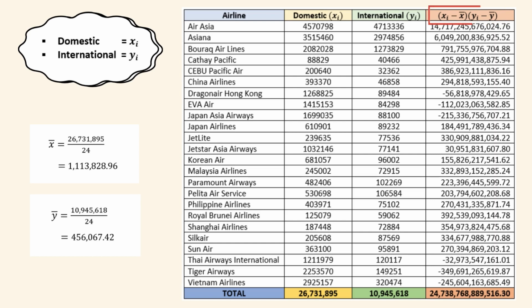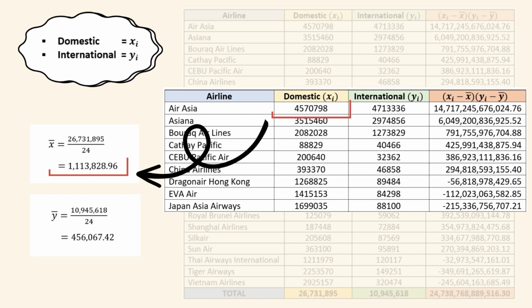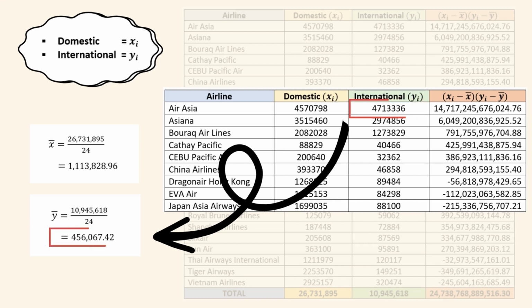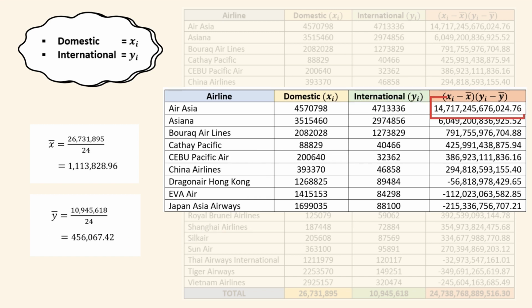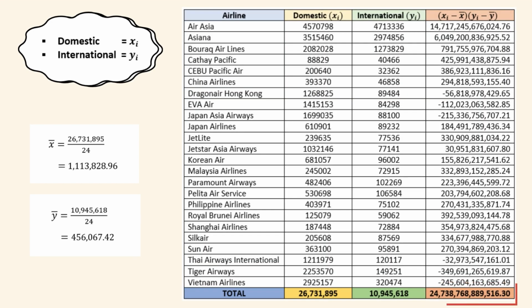In order to get this answer for each dataset, let's look at the value x of AirAsia Airline: 4,570,798 minus x bar. The same goes for the value y: 4,713,336 minus y bar. Then we multiply both values and have 14,717,245,676,024.76 as the answer for this formula. This calculation will be continued with the next data until Vietnam Airlines.